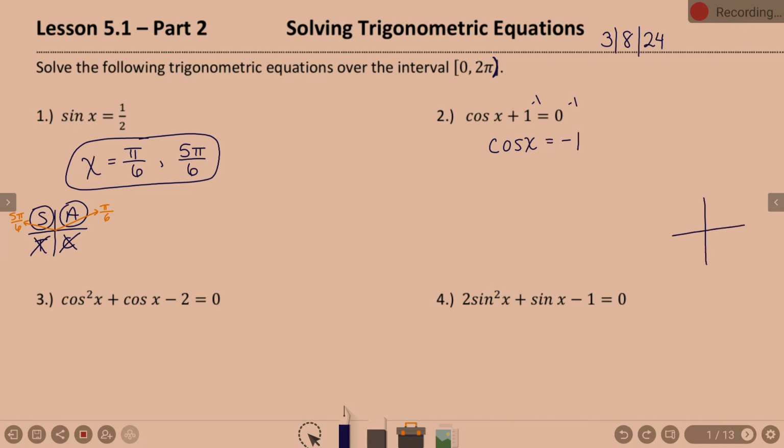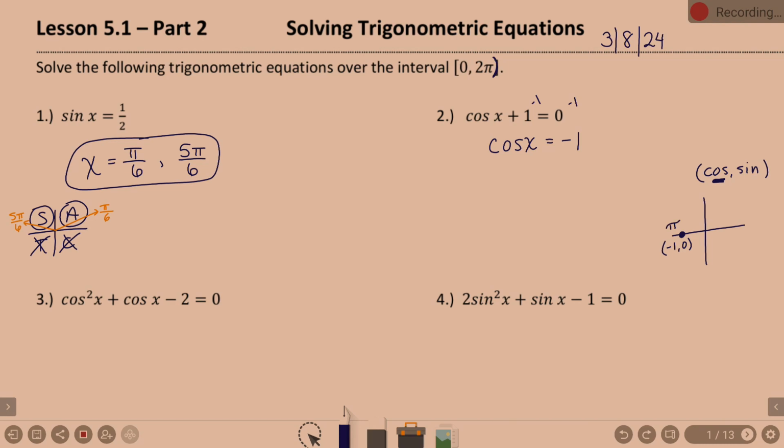And we just reviewed that an ordered pair is cosine, sine, yes? So we're looking for which quadrantal angle has my x value as negative 1. And where does that happen? Over here, yes? This is the ordered pair negative 1, 0. And this is the angle pi.